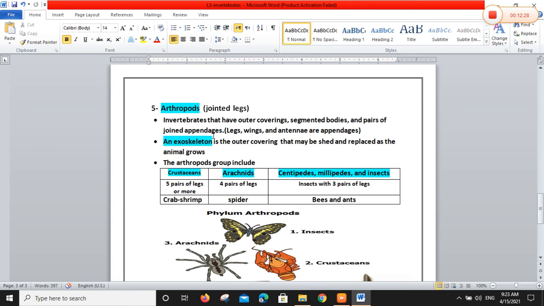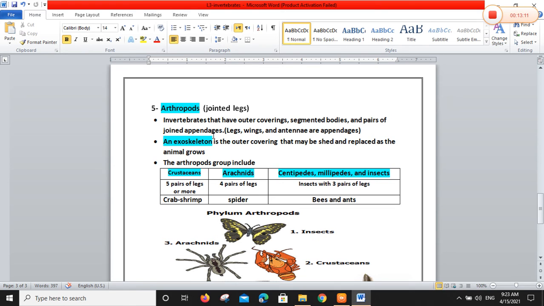Okay, arthropods are characterized by an exoskeleton. What's meant by exoskeleton? Exoskeleton, an outer covering. This outer covering is shed and replaced as the animal grows. Shed means removed, and replaced as the animal grows. Okay, look at your book, page 152, about arthropods. We have three main types, or three main groups.